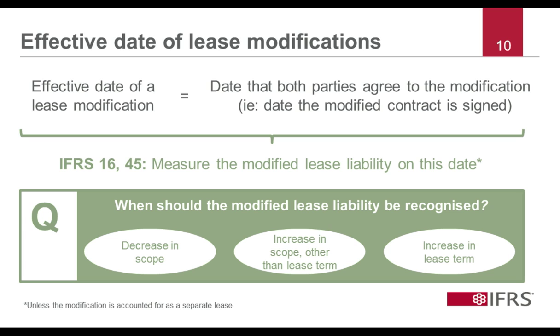There are 3 scenarios here, and we'll look at an example of each. First, a modification that decreases the scope of a lease. Second, a modification that increases the scope of the lease other than by increasing the lease term, so by adding the right to use one or more underlying assets. And third, a modification that increases the lease term. Let's look at some examples of each of these scenarios.